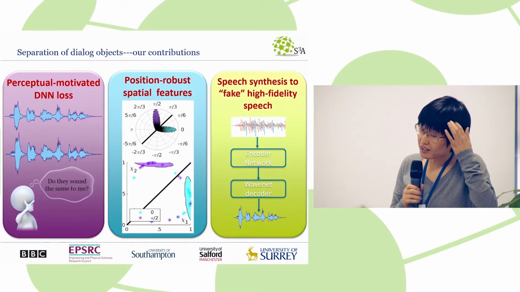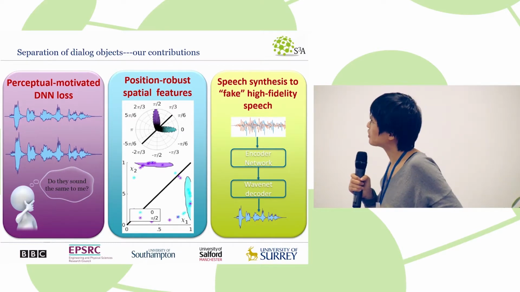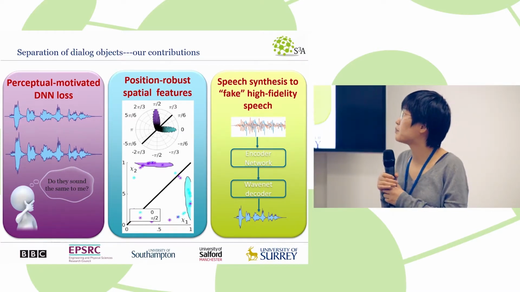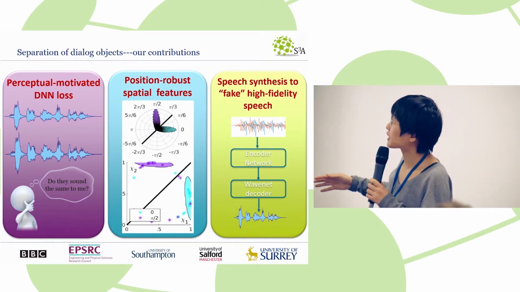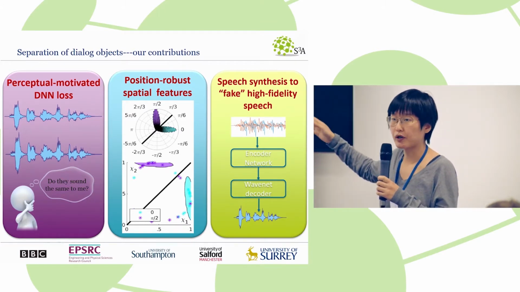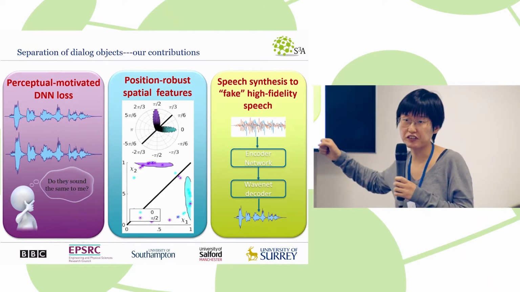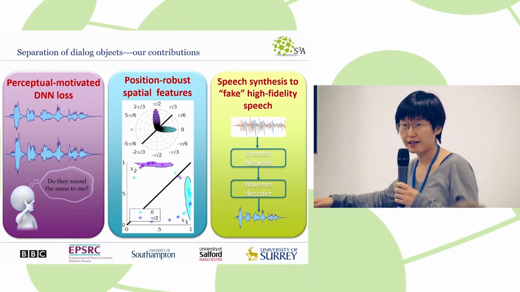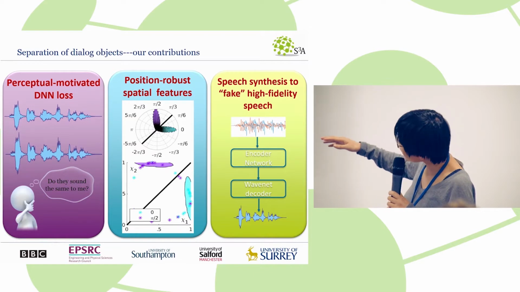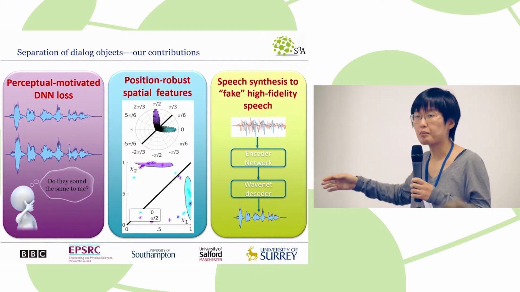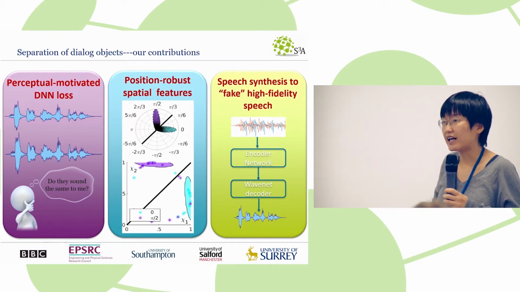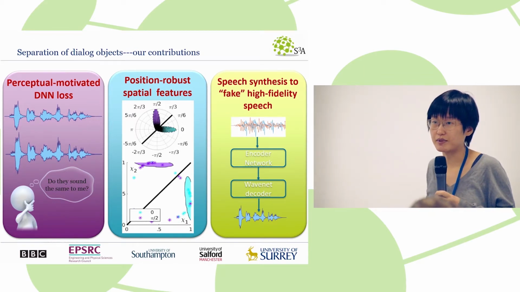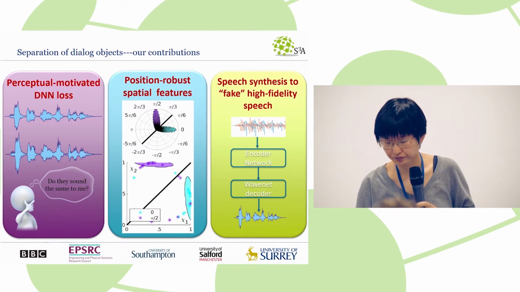We have three main contributions in this part of the work. Firstly, we have proposed a perceptually motivated loss which controls the training of the deep neural network. Secondly, we propose position-robust spatial features. This will greatly relax the training process of the deep neural network. And thirdly, we have combined speech synthesis with this blind separation, so we can synthesize speech signals with high fidelity.